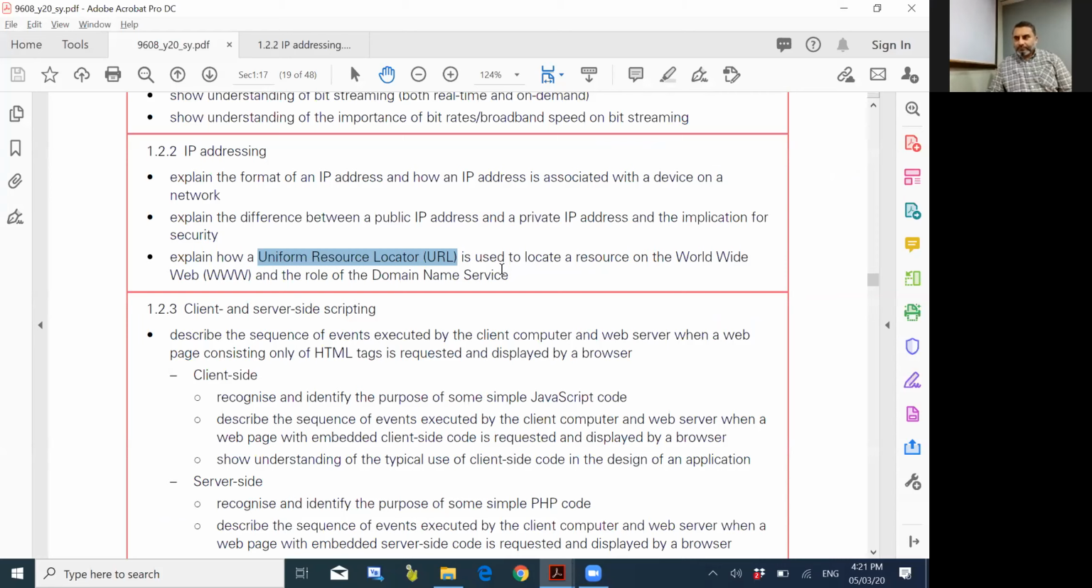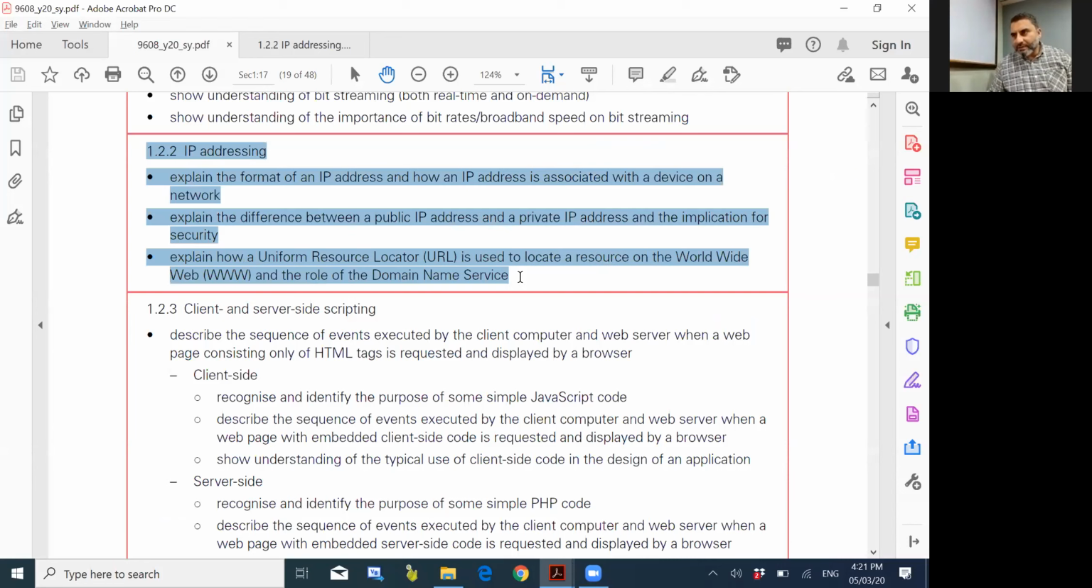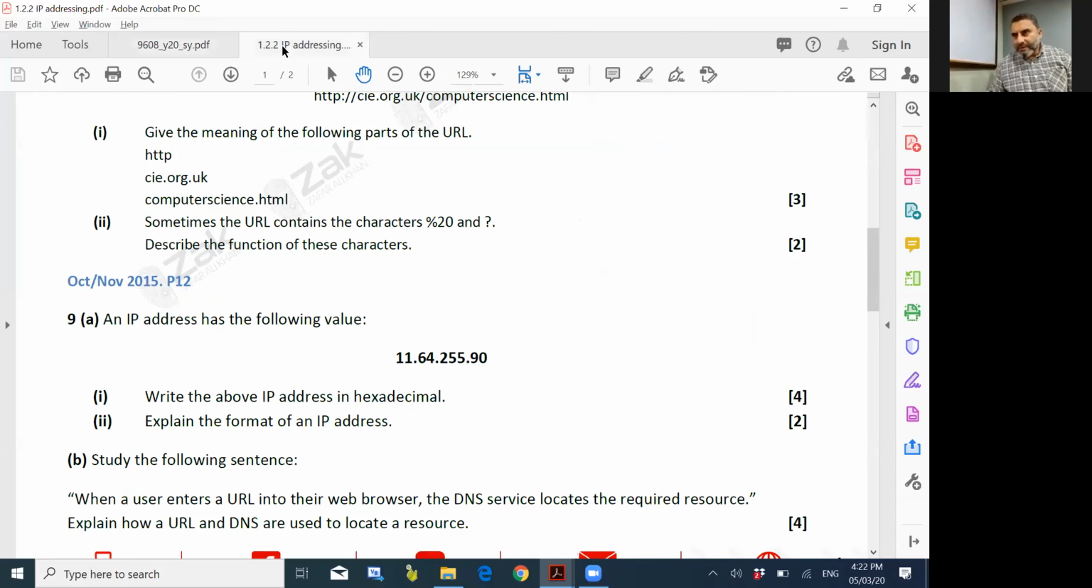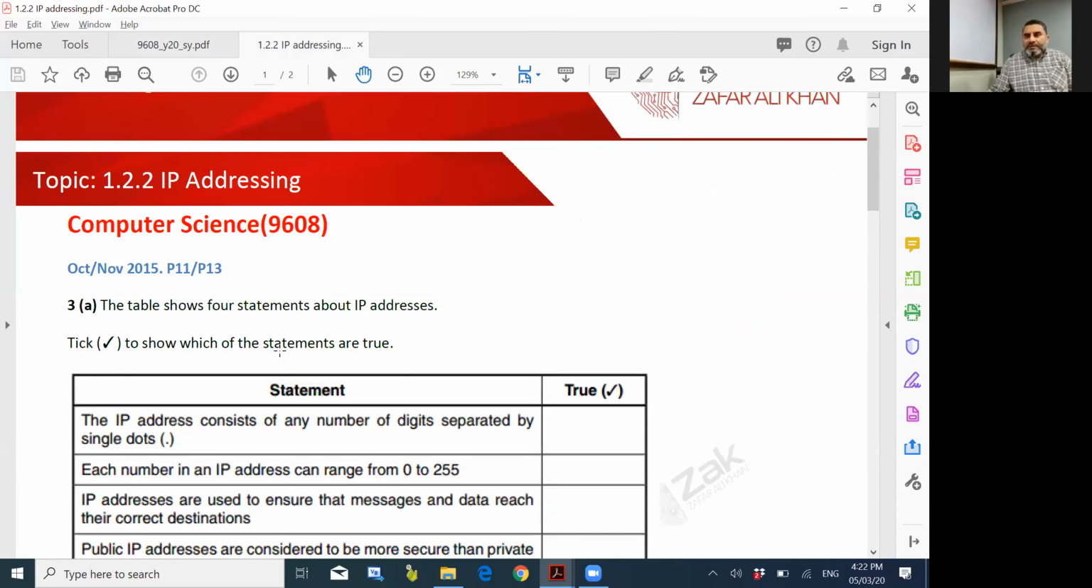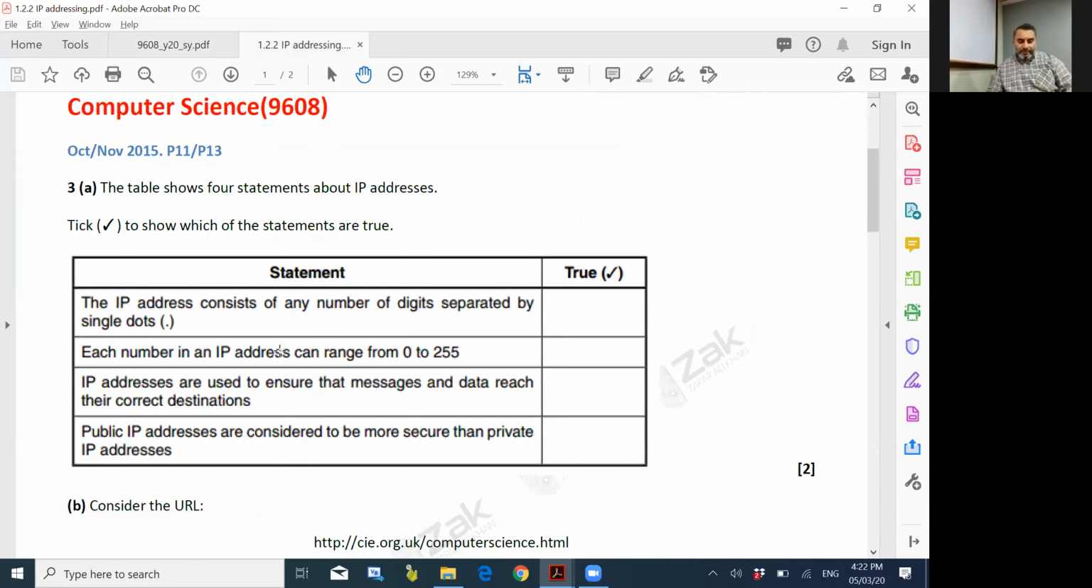So let's have this one completed. IP address is done. Let's have a look at past paper questions. This question is from October, November 2015. This question says the table shows 4 statements about IP addresses. Tick to show which of these statements are true.